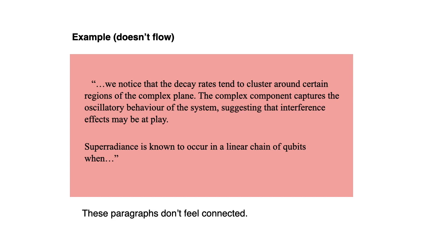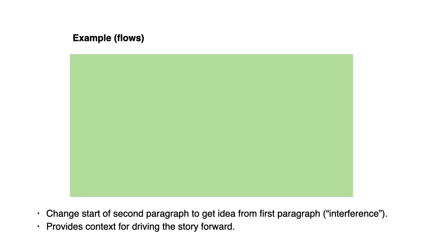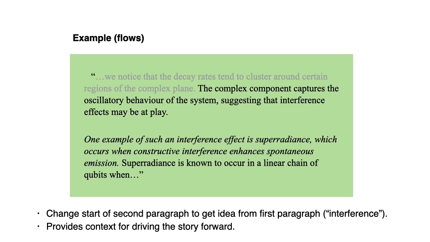So let's look at a couple of ways that we can fix this. The first way is to change the start of the second paragraph to get the idea from the first paragraph. In this case, the idea is interference. This provides context for driving the story forward. So we would have, the complex component captures the oscillatory behavior of the system, suggesting that interference effects may be at play. One example of such an interference effect is superradiance, which occurs when constructive interference enhances spontaneous emission. Superradiance is known to occur in a linear chain of qubits when ... Hopefully you agree that with these changes, the first paragraph flows into the second.